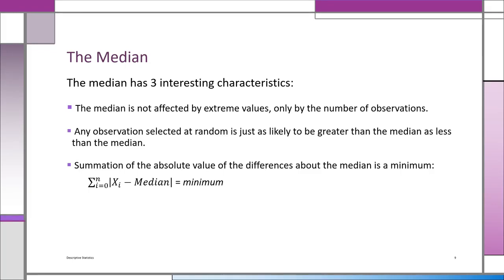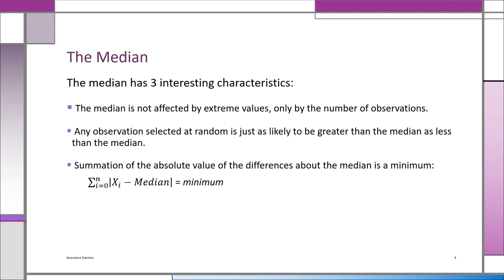The second thing we know about the median is, when you think about it, this should be obvious. If you pull a piece of data from your data set at random, any particular data value pulled at random is just as likely to be greater than the median as less than the median. Sometimes that could be a nice property.